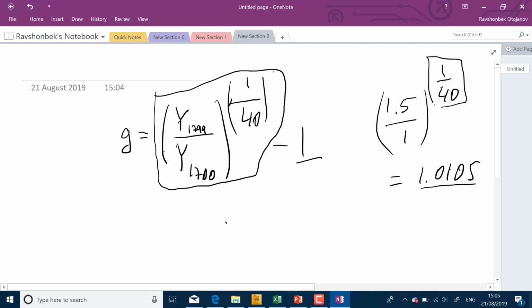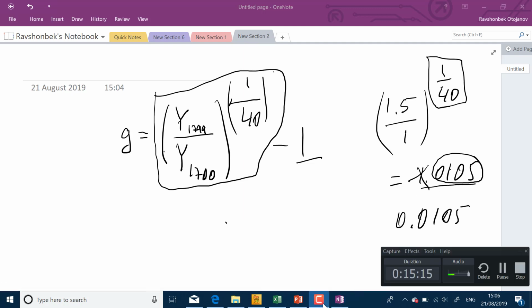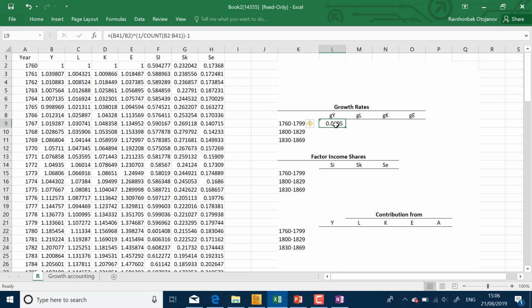After we took the 40th root, we are basically interested in this part of the result, which is the growth rate part. So we then take away 1 to get rid of this. Right, so that gives us 0.0105, which I believe is the same result as we have here. Where is it? Here it is, yeah.